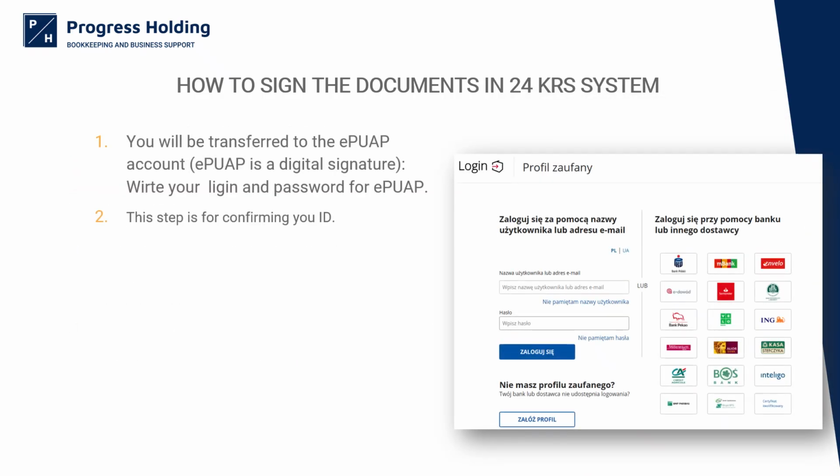You will be transferred to the ePUAP account. ePUAP is a digital signature. Write your login and password in order to sign in to ePUAP. Basically, you have to be registered in ePUAP beforehand. If you are not registered, find our registration manual on YouTube. This step is for confirming your ID.